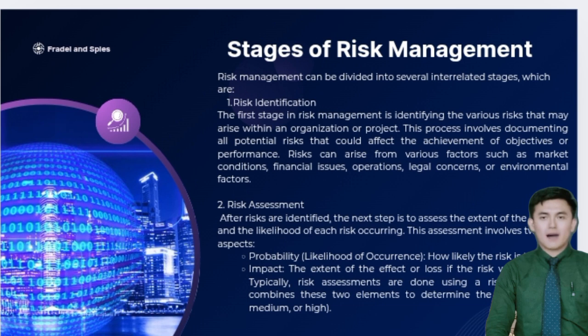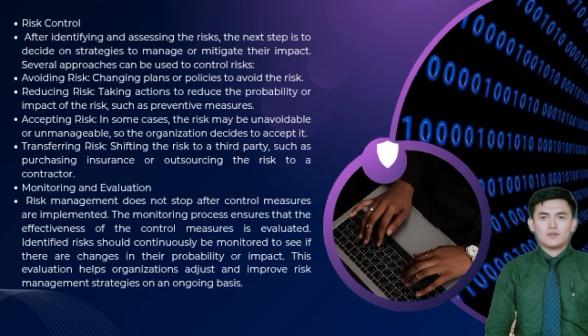Risk assessment. After risks are identified, the next step is to assess the extent of the impact and the likelihood of each risk occurring. This assessment involves two main aspects: probability, the likelihood of occurrence, how likely the risk is to occur; and impact, the extent of the effect or loss if the risk were to occur. Typically, risk assessments are done using a risk matrix that combines these two elements to determine the risk level: low, medium, or high.